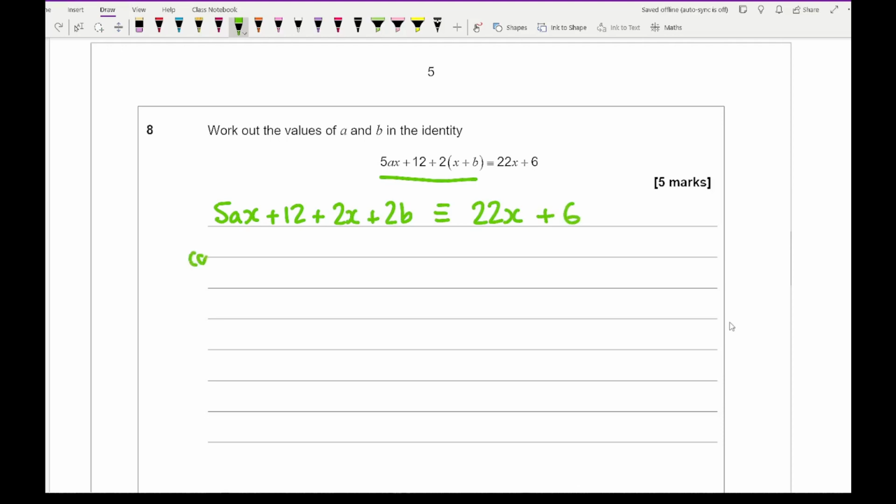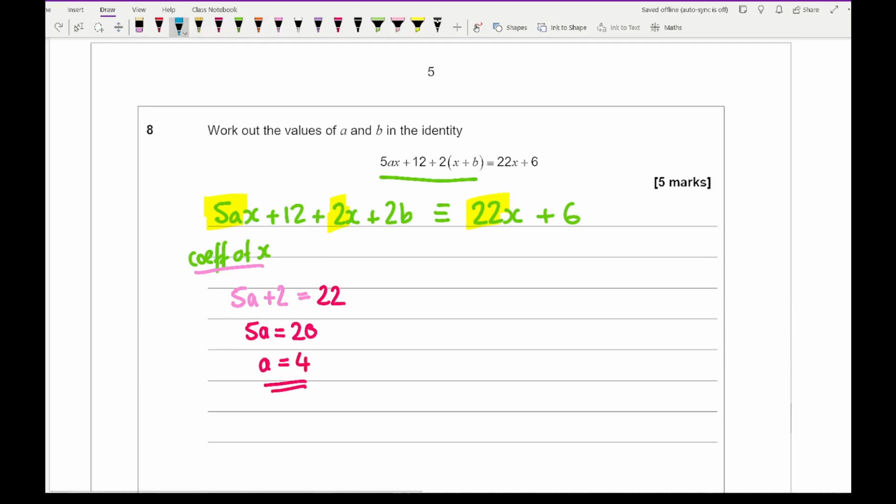Then if I look at the coefficients of x, so I look at what's got an x, well, I've got 5a and I've got a 2 on the left hand side. So that's going to be 5a plus 2, and that equals the number in front of x on the right hand side, which is 22. So that means 5a is going to equal 20, so a equals 4.